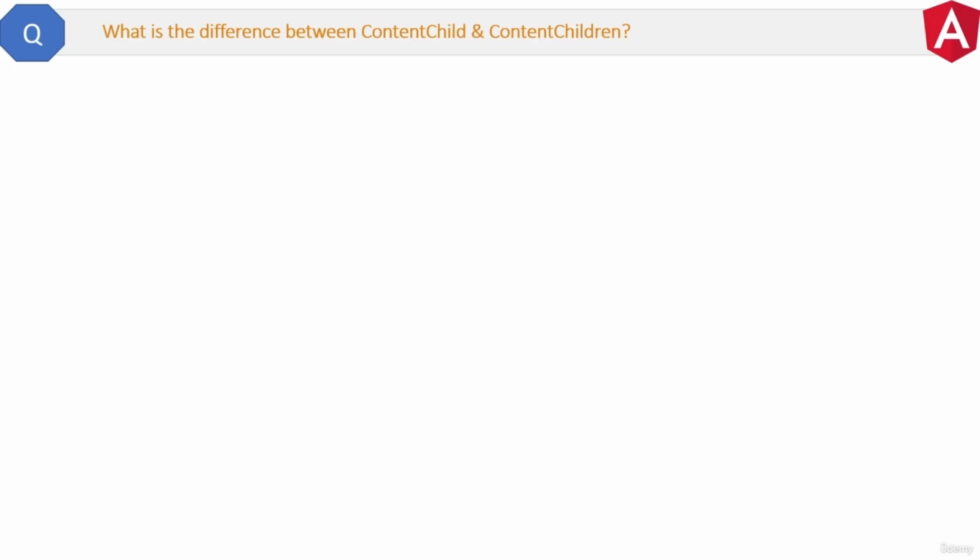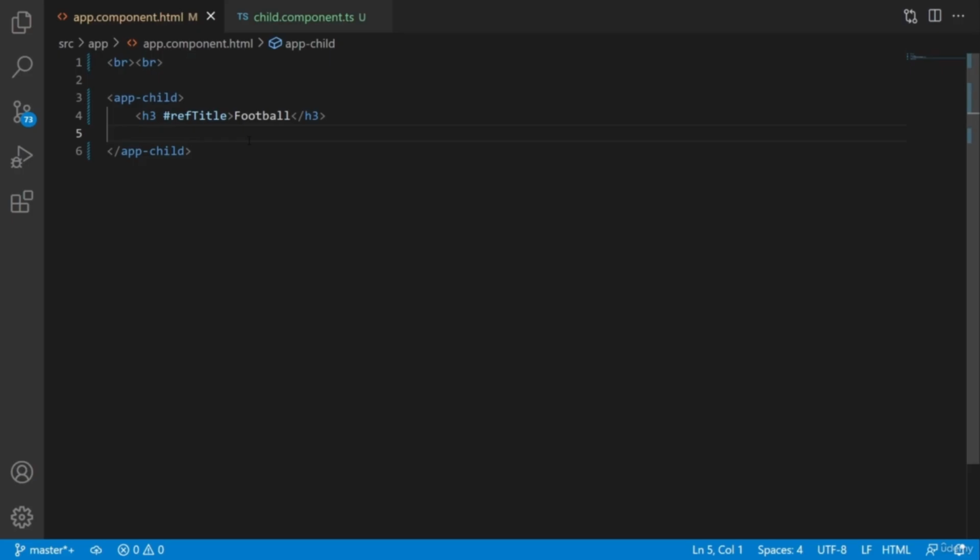Here is the question. What is the difference between content child and content children? If you know the difference between view child and view children, then 99% it is the same. Let me show you in the code. Here we have one projected content in the app component inside this app child selector, right? Content child can handle only one element. It's similar to view child, only one element it can handle.